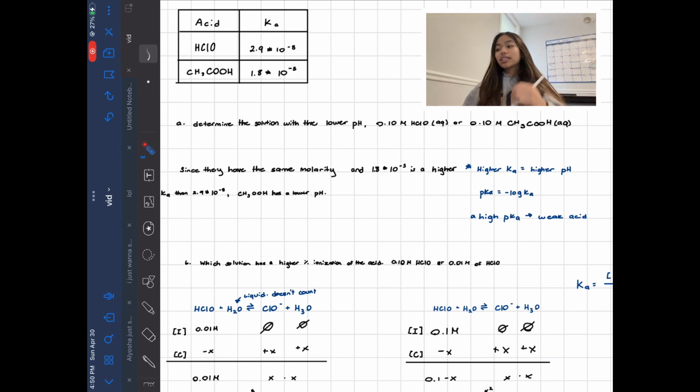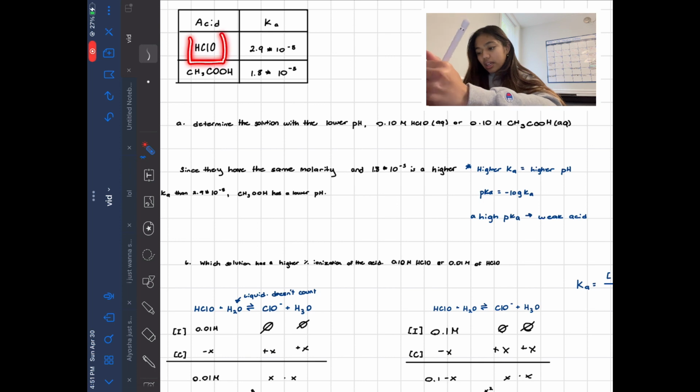Okay, since they do have the same molarity, we will be looking at the Ka values, and we have to check which one has the lower Ka value, because having a higher Ka means having a lower pH. So 2.9 times 10 to the negative 8 is a lower number than 1.8 times 10 to the negative 5. So our answer would be HClO.